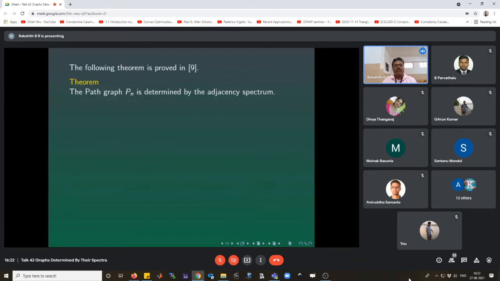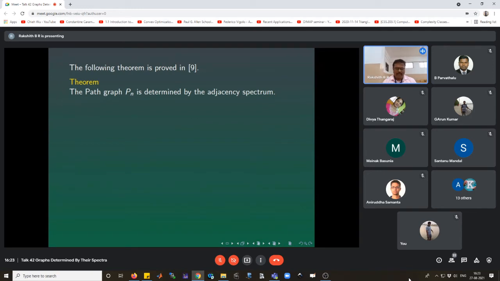Now we look into a theorem which tells you that the path graph Pn is determined by the adjacency spectrum. I need to show that any graph which is co-spectral with the path graph is isomorphic to the path graph Pn. Therefore I can conclude that the path graph Pn is determined by the adjacency spectrum.